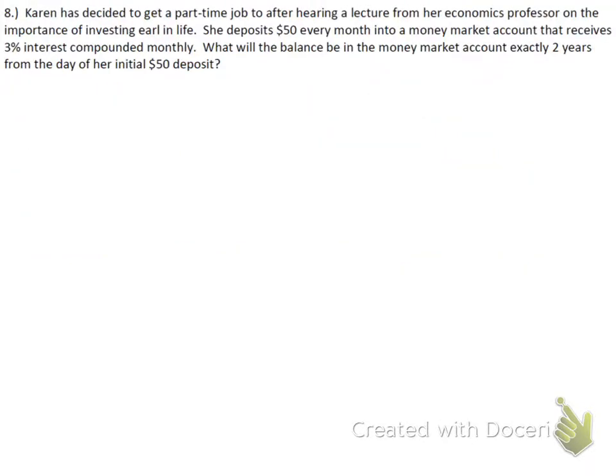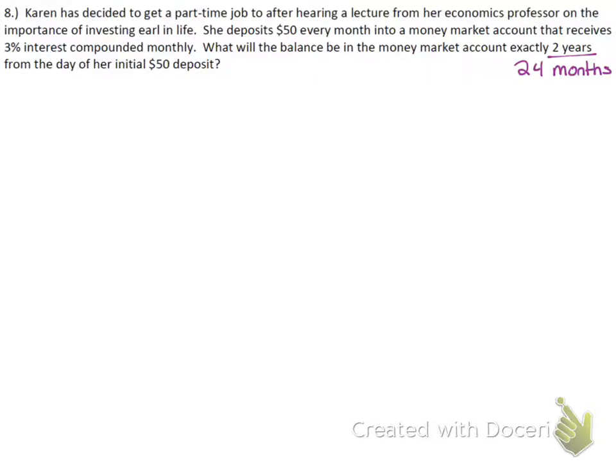One more problem to go here, and this problem is about investments. A very real life problem here. The very first thing that we need to do is realize that this problem talks about 2 different time frames. We know that there is a deposit made, $50 every month, and then they mention 2 years. So we're going to need to convert years into months, and by multiplying 2 and 12, we can figure out that 2 years is in fact 24 months.